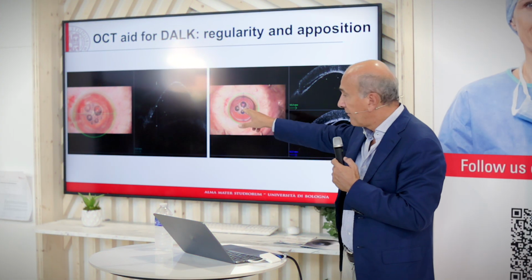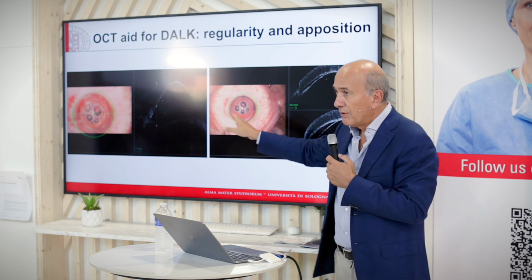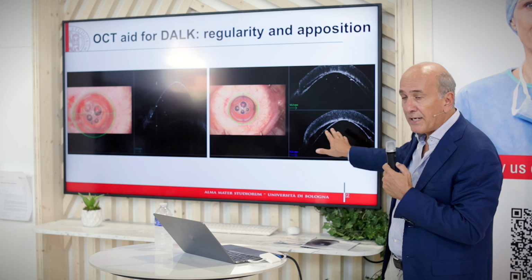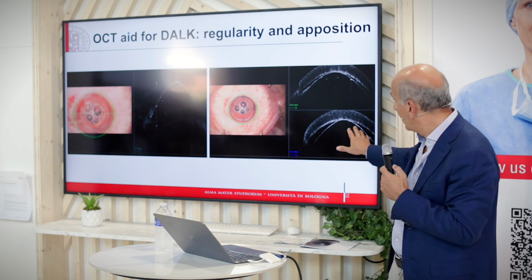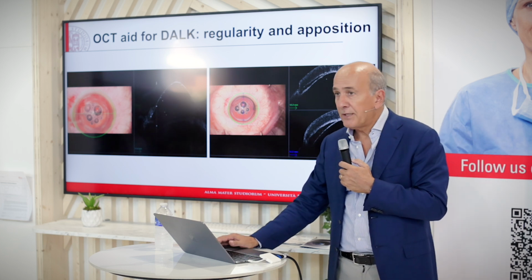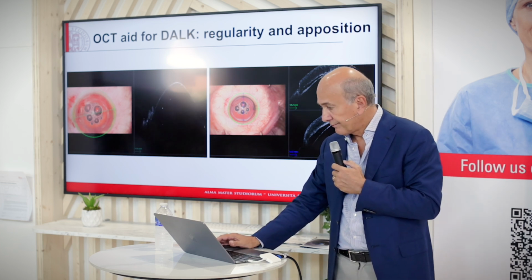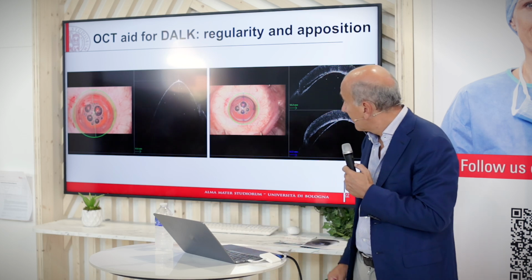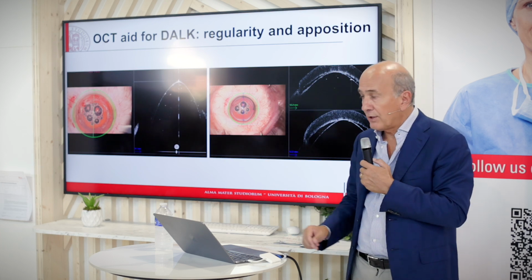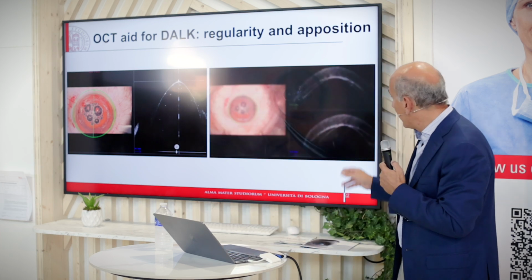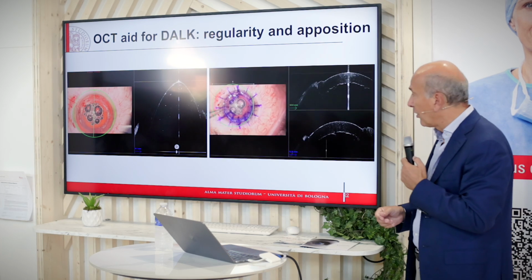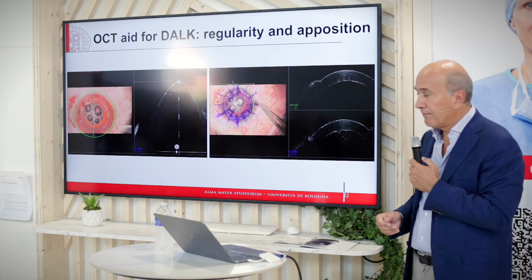This is after the big bubble formation on your left. You see that the layer is very smooth and very regular. And here is after placement of the donor lenticle on top. And you can check the adhesion between the pre-Descemet layer and the donor. By doing a raster, you can check the regularity of your surface, and also eventually you can check the complete adherence between the donor and the host at the end of your procedure.